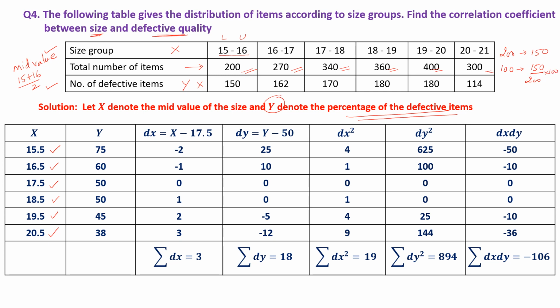So what will that match up to? So that becomes 150 by 2, which will be 75. So like this, you calculate the percentage of the defective items.